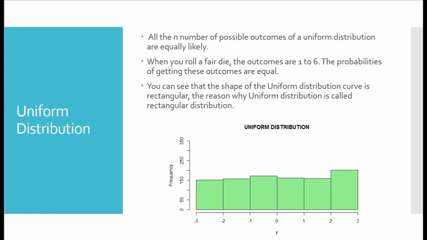So all the n possible outcomes in a uniform distribution are equally likely, like we saw in rolling a fair die, where the outcomes were 1 to 6 and the probability of getting these outcomes is equal. And we know that the uniform distribution curve is rectangular. That is why it is also known as rectangular distribution. So this is it for the uniform distribution.